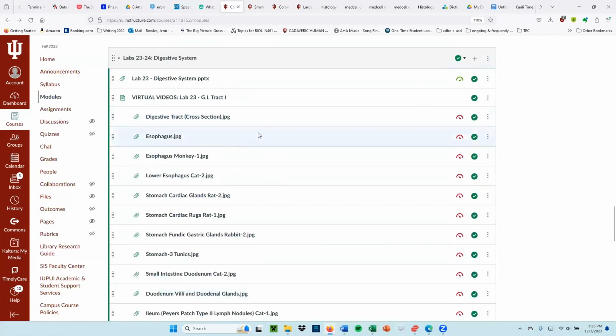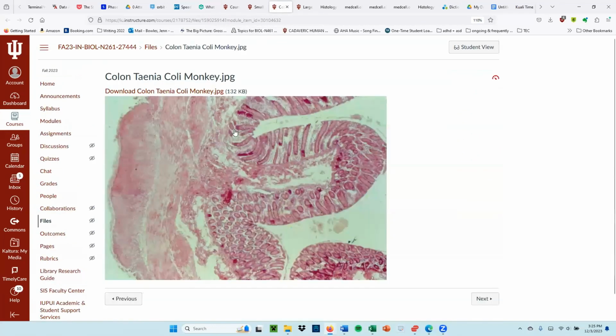If you watch the virtual video for GI tract 1, I go over the large torso model with all of the digestive tract. And on that one, you can also see things like Taenia coli. So be careful with this one. It is visible from this microscopic perspective as well as on our model. So that's going to be colon.